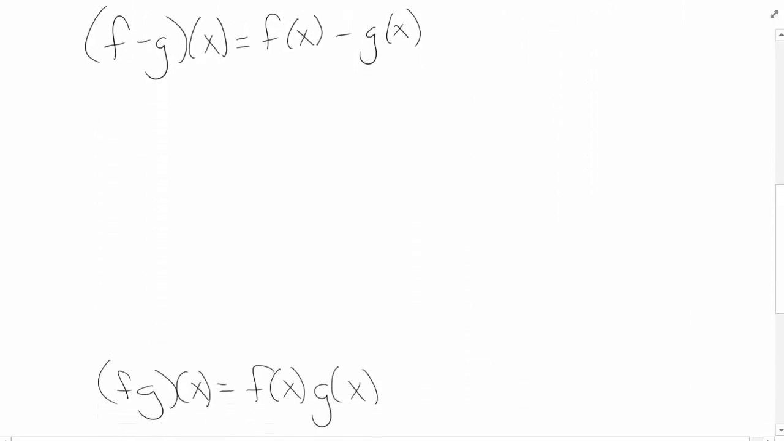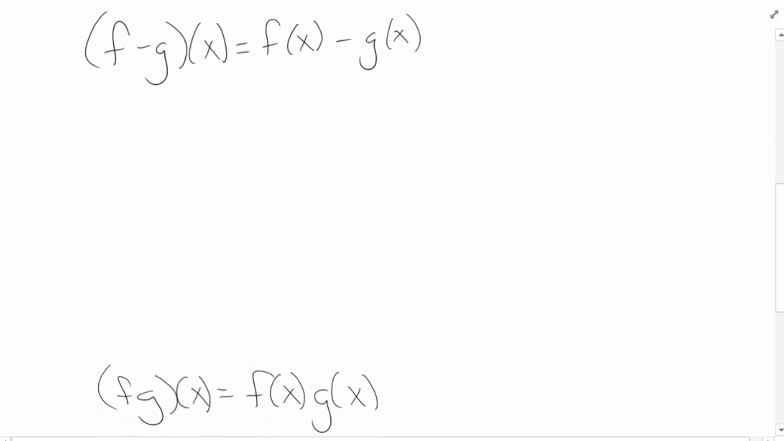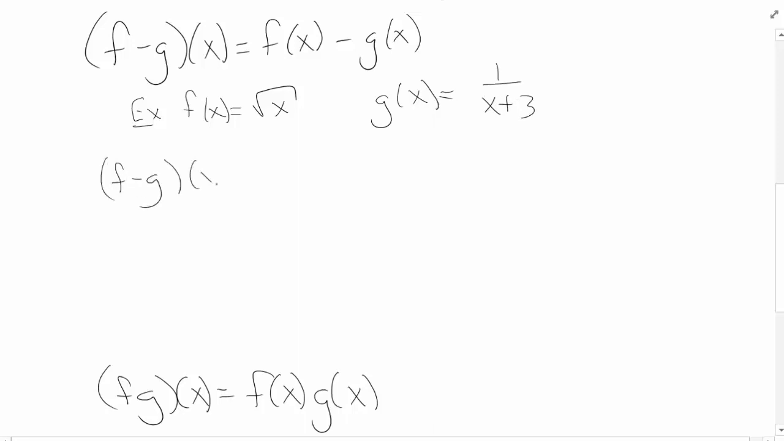Similarly, next, f of x minus g of x is just if you take the difference of the two of them. So for example, let's say f of x is equal to, well, how about the square root of x, and let's go with g of x is equal to 1 over x plus 3. That means f minus g of x will be, by definition, f of x, the square root of x, and then subtract 1 over x plus 3. And unless you're asked to simplify, that's a perfectly fine answer. It's the difference of the two.